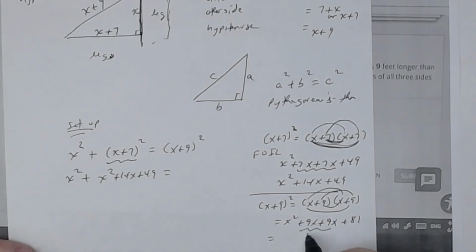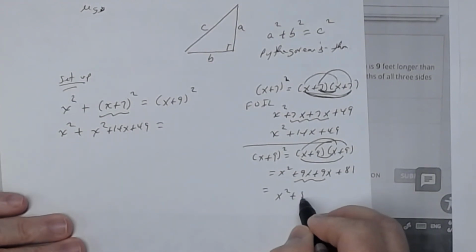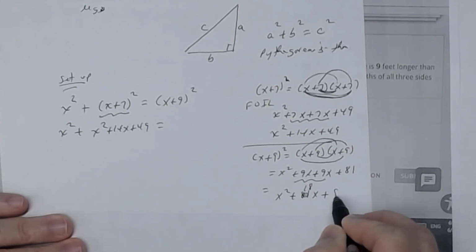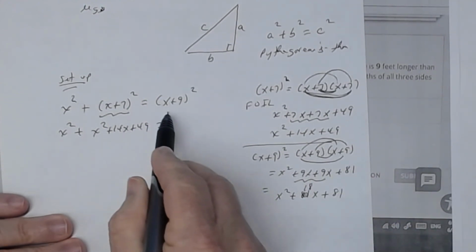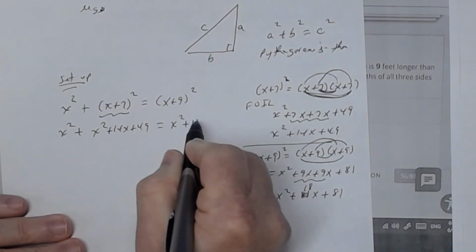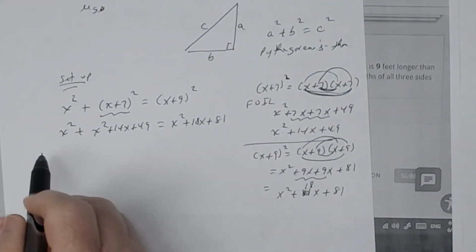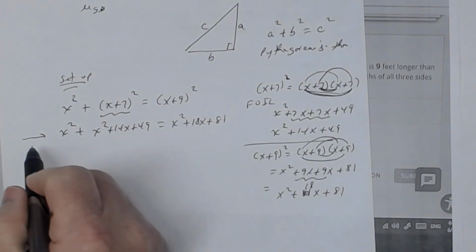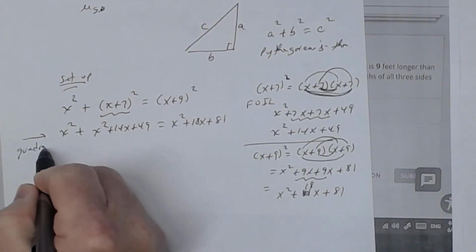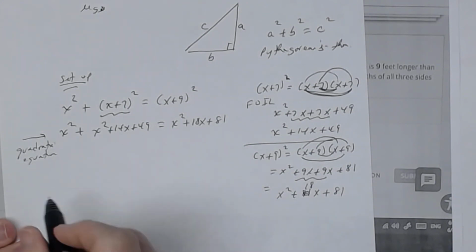Combining like terms, so x to the first, those are like terms. I get x squared plus 9x plus 9x, which is 18x, and then plus 81. So that trinomial is going to be on this side of the equal sign. So I get x squared plus 18x plus 81. Okay, now what you have here is a quadratic equation. So we got to solve this quadratic equation. To solve a quadratic equation, we need to first of all write it in standard form.